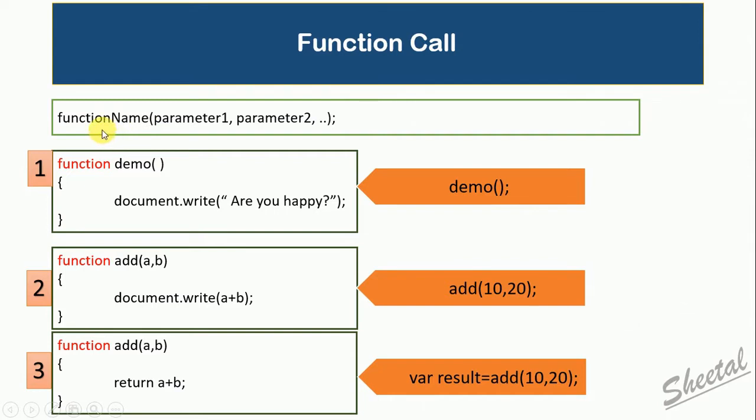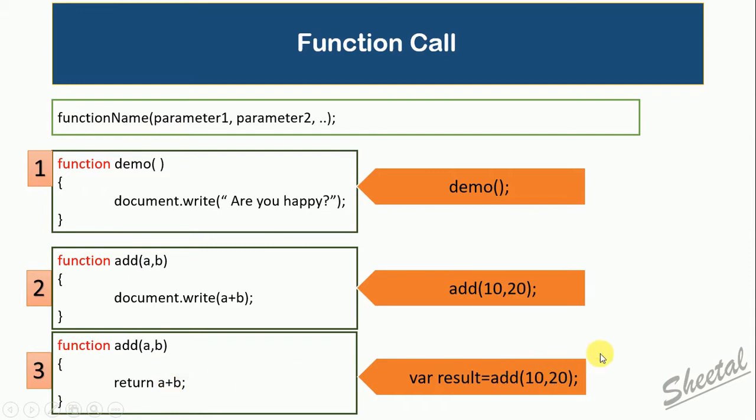For example, if you define the function demo, you should call it as demo. The second function definition is called like this, and the third function definition is called like this. In the second example, what happened? The values 10 and 20 are passed to the function definition, so the value of a becomes 10 and the value of b becomes 20. In the third example, the statement calls the function with arguments of 10 and 20. The function executes its statement and returns the value 30.